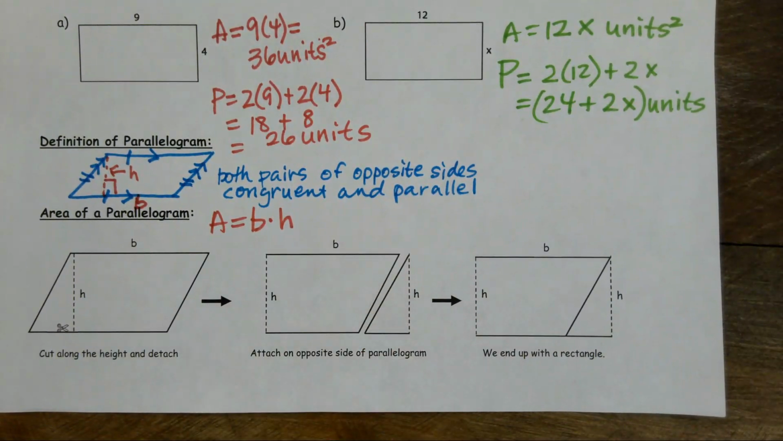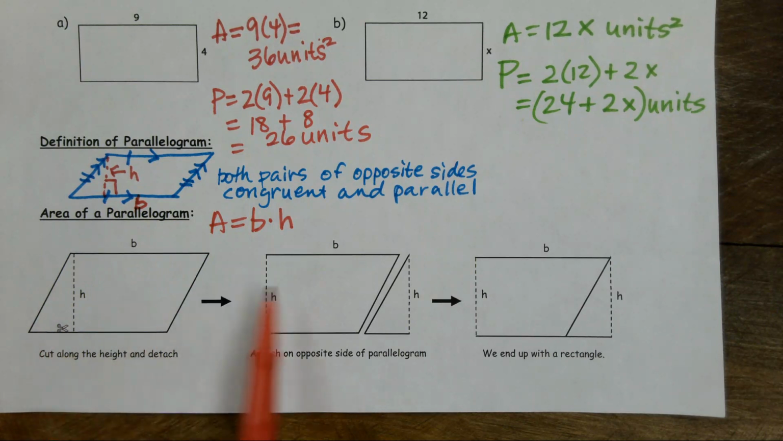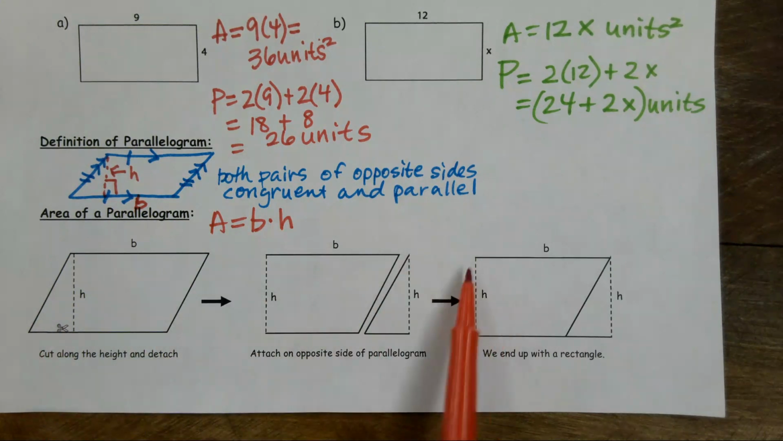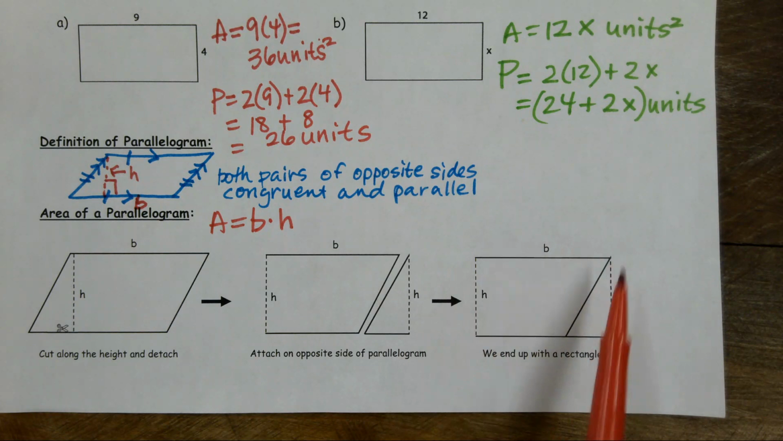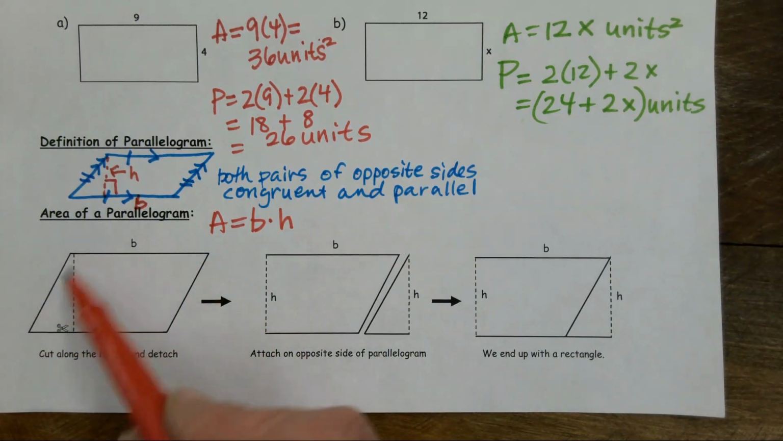And they go through kind of the proof of what this looks like. If you look at a parallelogram and you cut that altitude off, you could slide that altitude over to the other side and you've just created a rectangle. So that's why their formulas are the same, but where you get your height from changes. It is not the length of the side, okay?